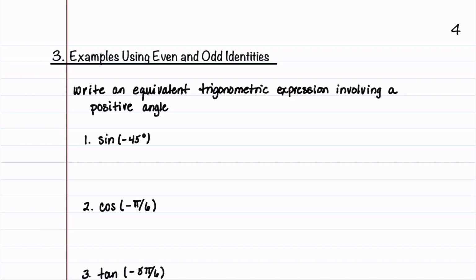Let's now look at some examples where we're given a trigonometric function of a negative angle, and we need to write it in terms of a positive angle. Our first example is sine of minus 45 degrees. To write this as a positive angle, we'll use the identity sine of minus theta is equal to minus sine of theta. That tells us that sine of minus 45 degrees is equal to minus sine of 45 degrees.